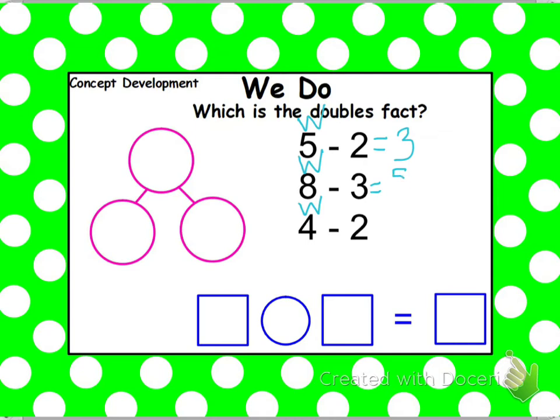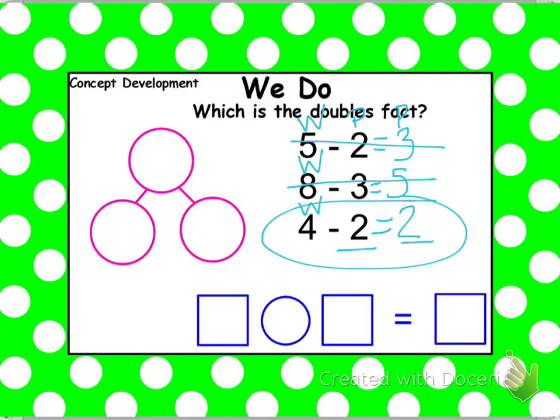Remember, we're trying to see if the parts are the same. The first one, it was 2 and 3. Well, 2 and 3 are not the same, so that is not a doubles fact. 8 minus 3 equals 5. Well, 3 and 5 are our parts. That's not the same. Well, let's see about 4 minus 2. Put up 4 fingers, take away 2. That equals 2. Well, look, 2 and 2, that is doubles.